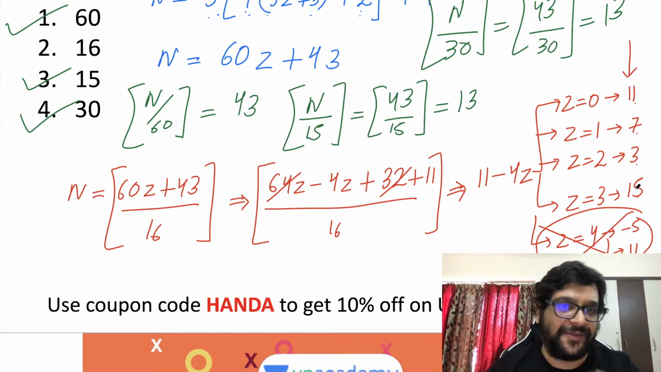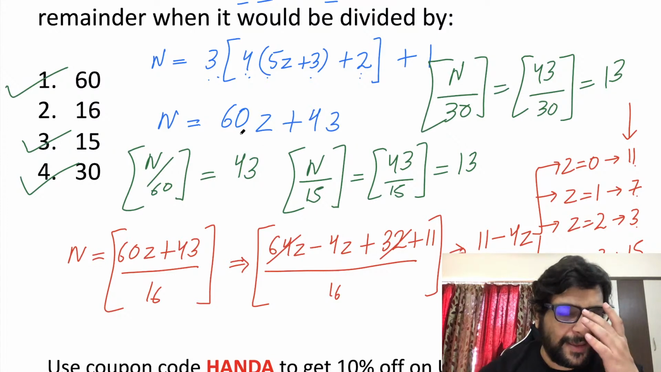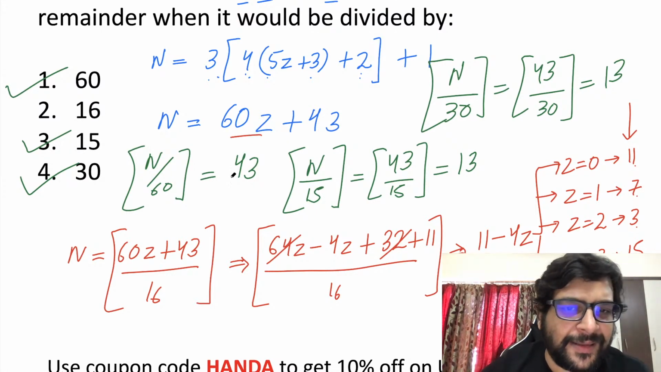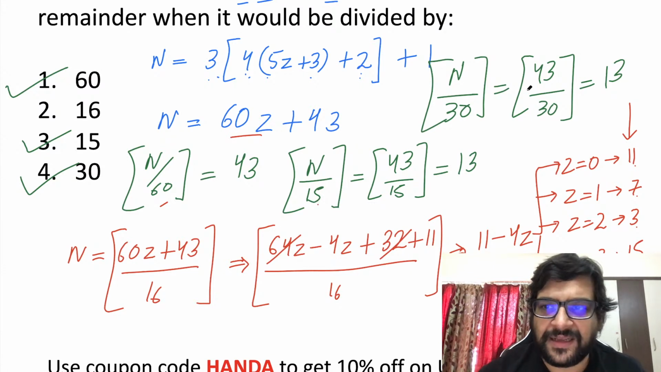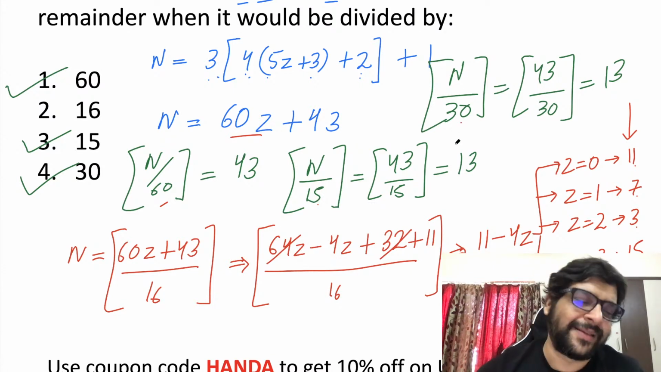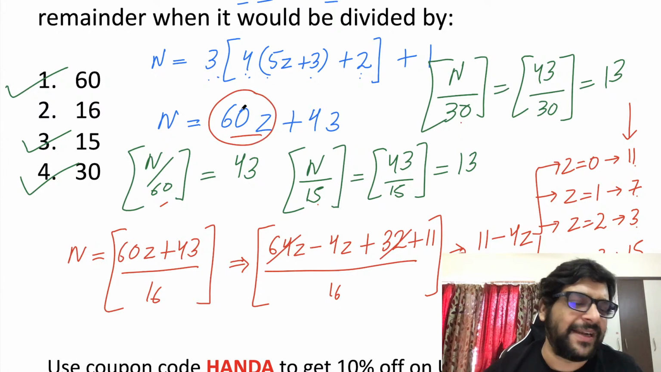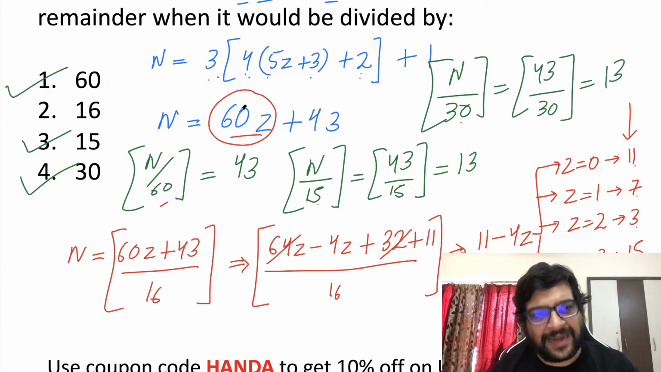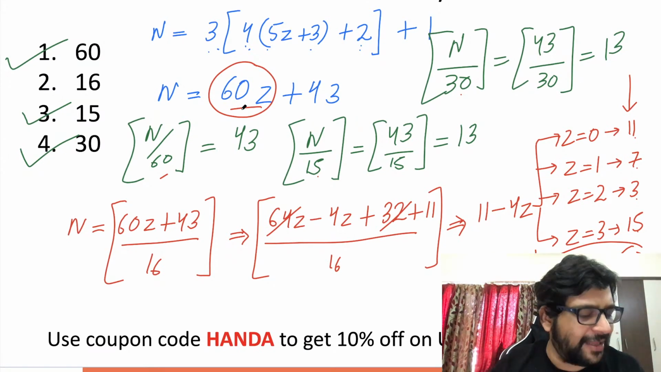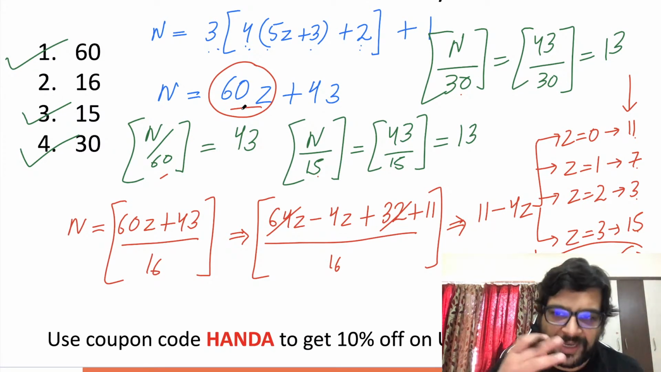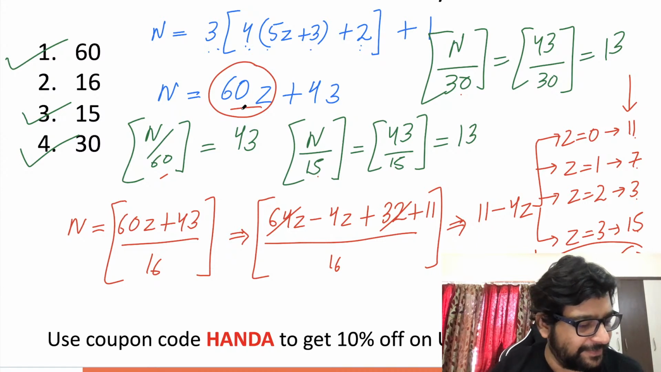It depends on the value of z. For the first cases, it did not depend on the value of z because 60z was divisible by 60, by 15, and by 30. So as long as this was divisible, I didn't care. But when it is not divisible, it will depend upon the value of z. So that is why we need to put in more effort and calculate it further. Are you guys okay with this?